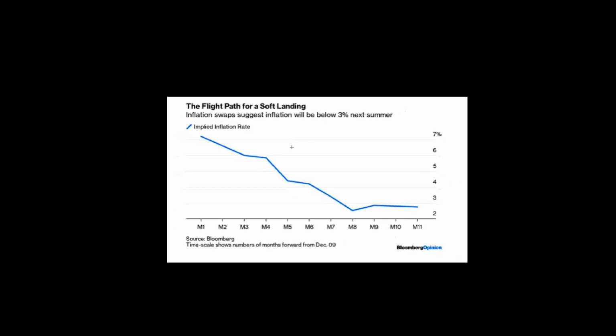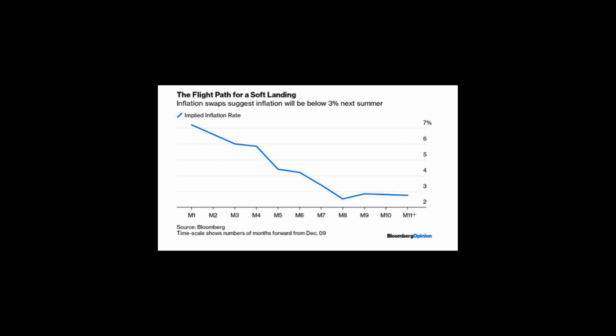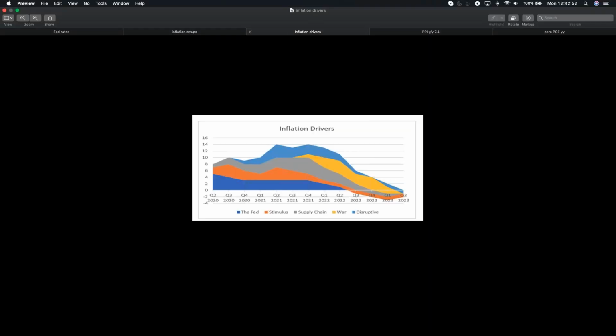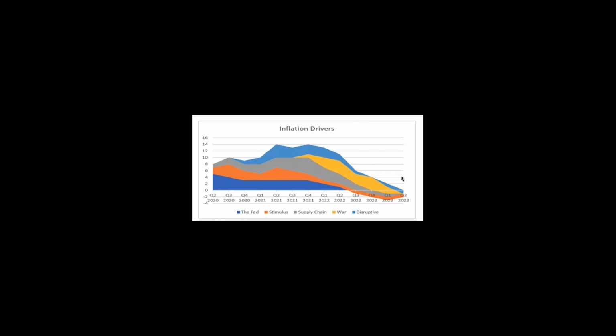In some senses, yes, inflation swaps are expecting lower inflation coming up, and they're expecting inflation to be below 3% next summer, right? So that's good news. Part of the reason for that is that inflation drivers are seen to be falling. The Federal Reserve, which has been having very low interest rates, was supporting inflation. Now those interest rates are being hiked. So you can see here that inflation factors from the Fed are falling.